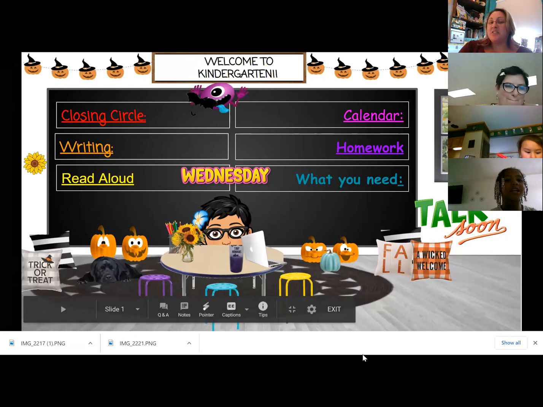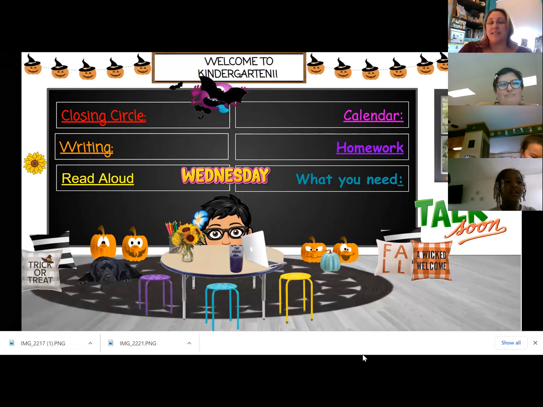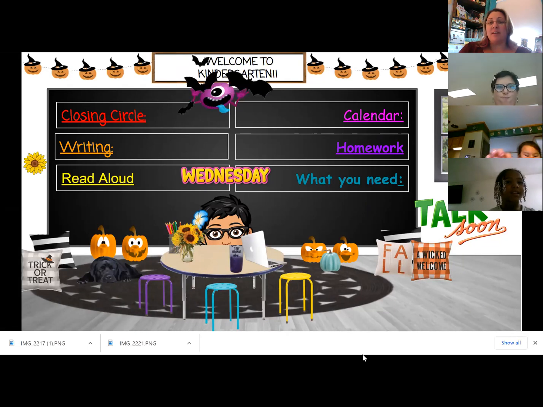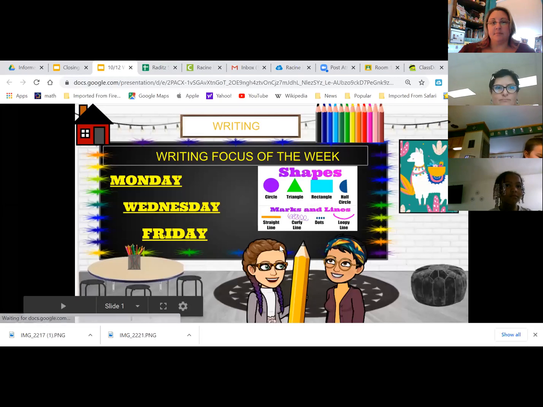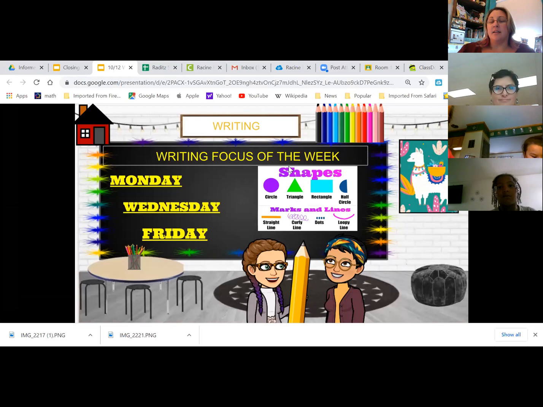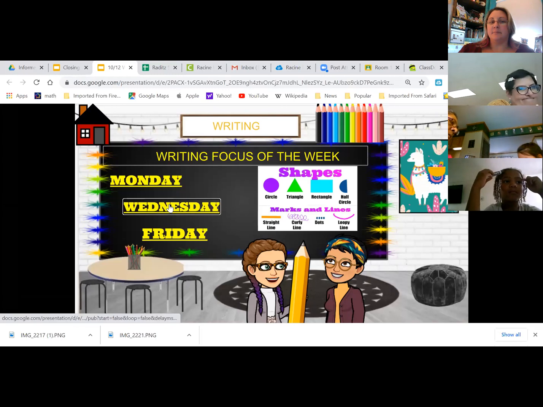We'll have a calendar to review what our calendar was. Today we have writing, we'll have our read aloud, and then your homework. So we're going to start with writing. All right, and today is Wednesday. Before we click on Wednesday, I want you to remember these are the shapes and the marks and the lines that we have been working on. So you know your circle, triangle, rectangle, your half circle, straight line, a curly line, dots, and a loopy line.